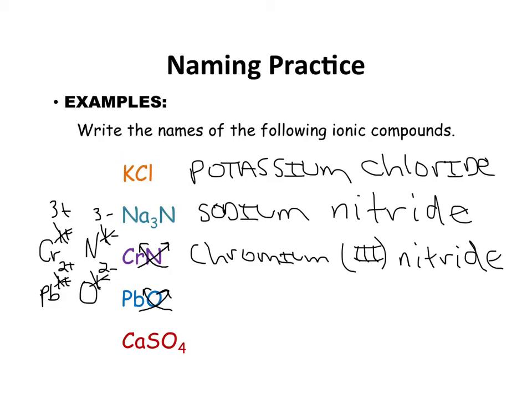You write the name of the metal, lead, with his charge in parentheses, a Roman numeral, 2, followed by the name of the nonmetal with an IDE ending, oxide. So the answer to this is lead 2 oxide. You said yes, the metal is multi-charged, so you crisscross up immediately, and yes, you better have a charge in parentheses. Let's look at the last one, CaSO4.